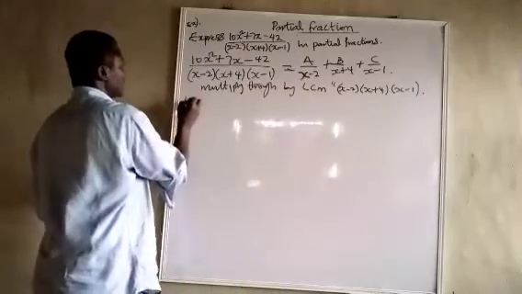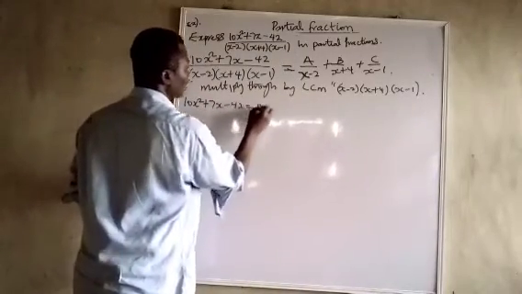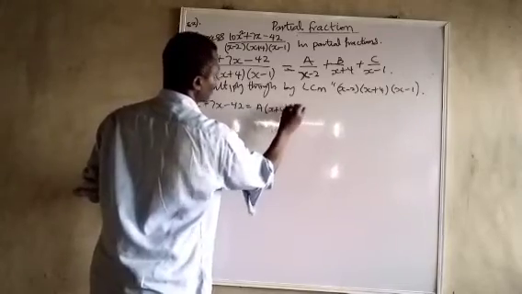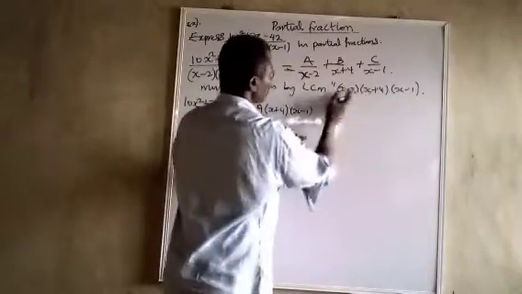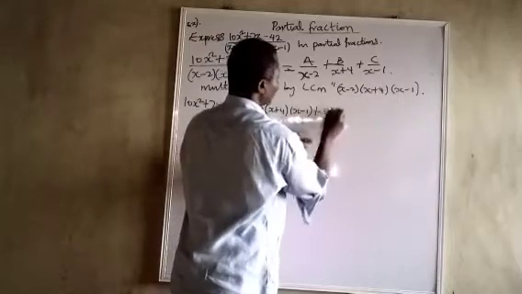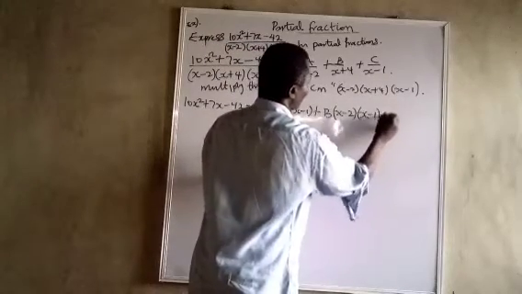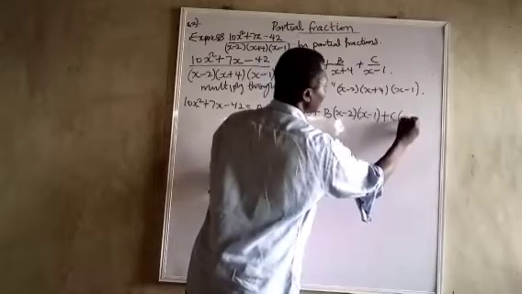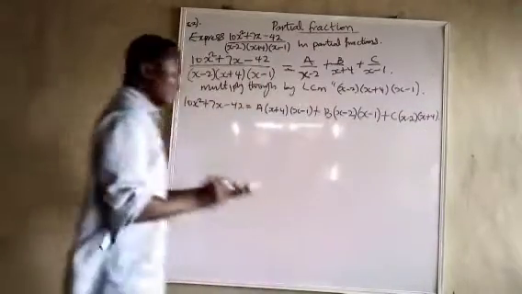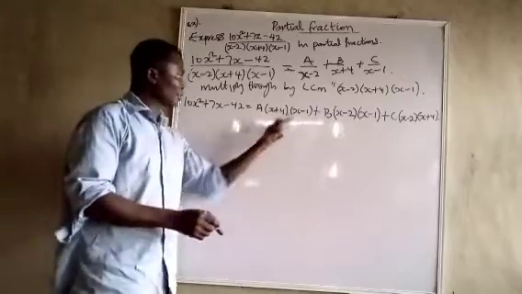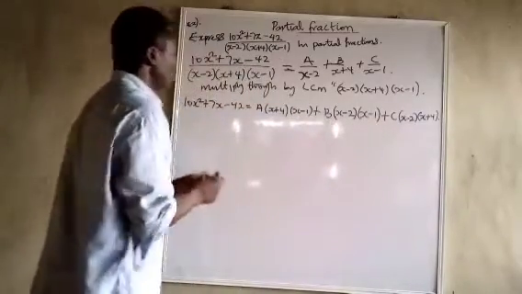So we have 10x squared + 7x - 42 is equal to A(x + 4)(x - 1). You can see this one, when you use it, removes this one and leaves this one. Plus B, it will remove this one, (x - 2)(x - 1), plus C(x - 2)(x + 4). So you can see this one is also very easy. If I make any of these 0, it will affect another one and leave one. So it's fun. So let's start.